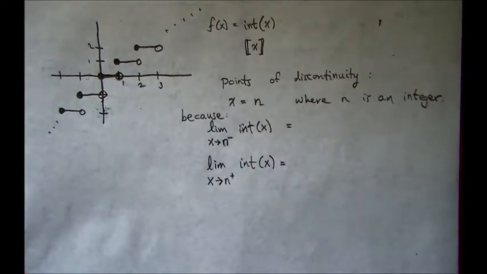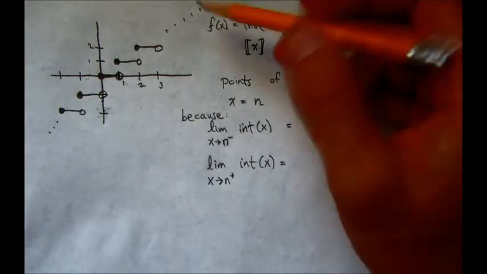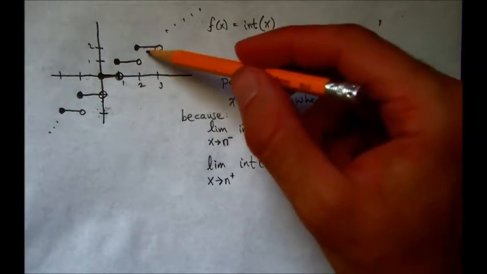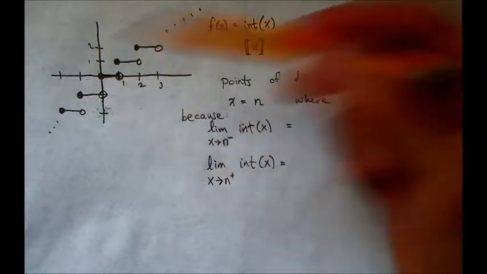Okay, sorry for jumping back and forth, but if you look closely at this, anytime you come from the right, let's say you're coming towards 2 from the right, the y value is 2.